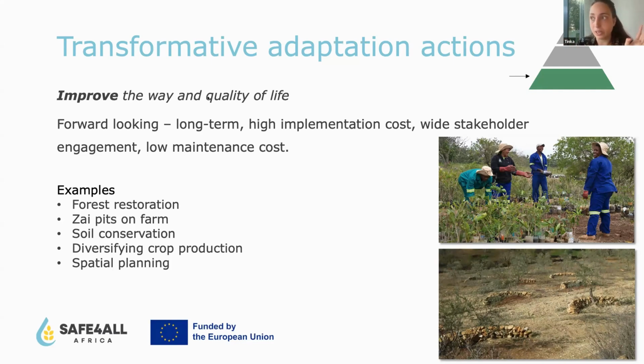So you need a lot of people to work together, but then often your maintenance cost is quite low because you let the nature and the system do its work. So you can, for example, think about forest restoration or soil conservation, but you can also think about actions on your farm, like pits or diversifying your crop production. And actually both Carl and Prince, the next 2 talks, will show really nice examples of these kind of transformative actions on farms. And you can also even think more about policy action.